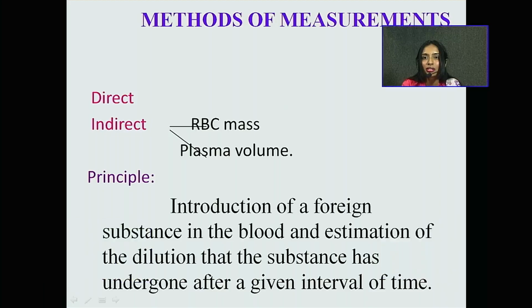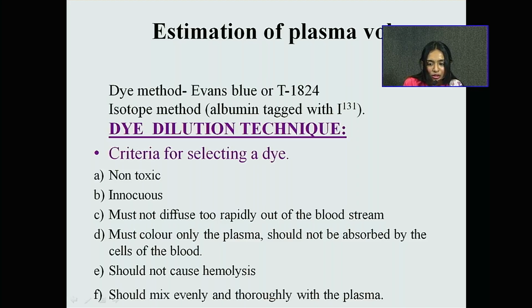Its principle is basic. The principle is we introduce a foreign substance into the blood and we wait for some time to get the results, and after a given interval of time we check the measurements. To proceed with estimation of plasma volume, dye method: Evans blue or T1824; isotope method: albumin tagged with isotope 131. Dye dilution technique, criteria for selecting a dye.